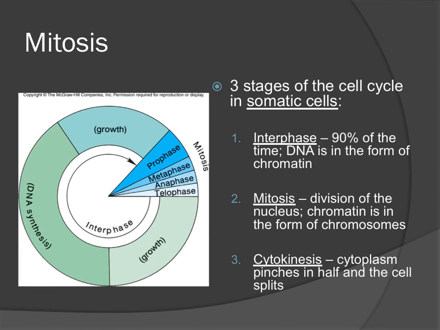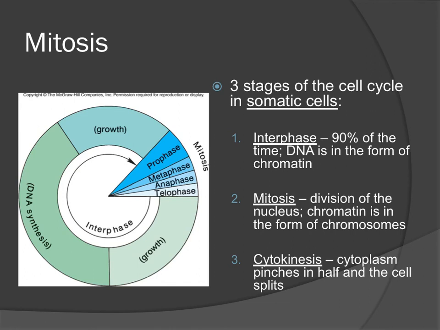Now, mitosis itself, these steps come in this order. It's prophase, metaphase, anaphase, telophase. Then when we get through with mitosis, we get to cytokinesis. So with mitosis, that's where we have the division of a cell's nucleus. Chromatin is in the form of chromosomes here.